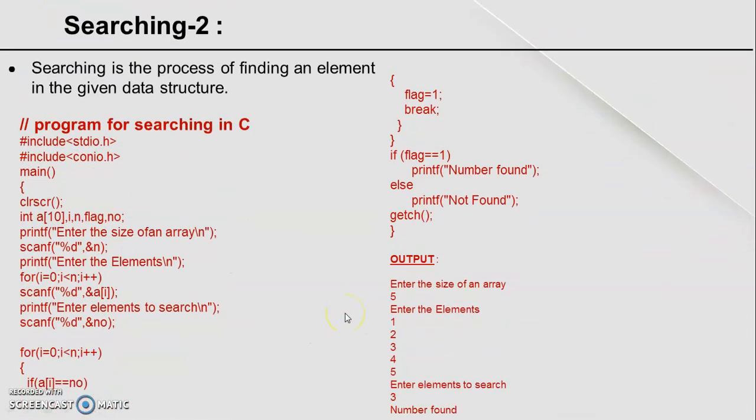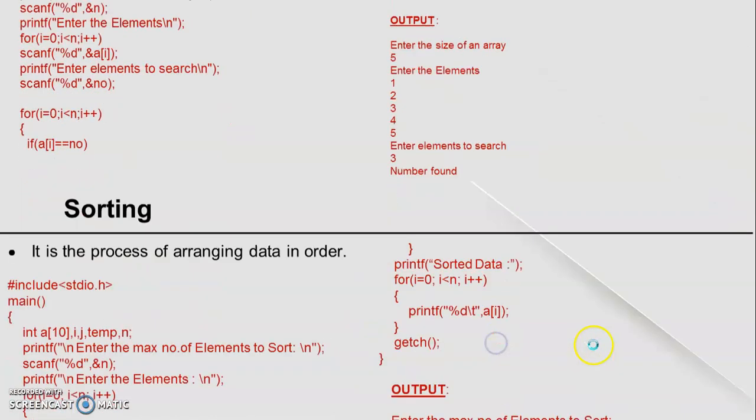Next logic is using a flag variable. Almost the program is the same, the only difference is that as soon as I get a match, when this condition becomes true, I make flag as 1 and come out of the loop. After coming out of the loop, I just check the value of flag. If flag is 1, the number is found. If it is not 1, the number is not found. Very simple logic. So this is the output.